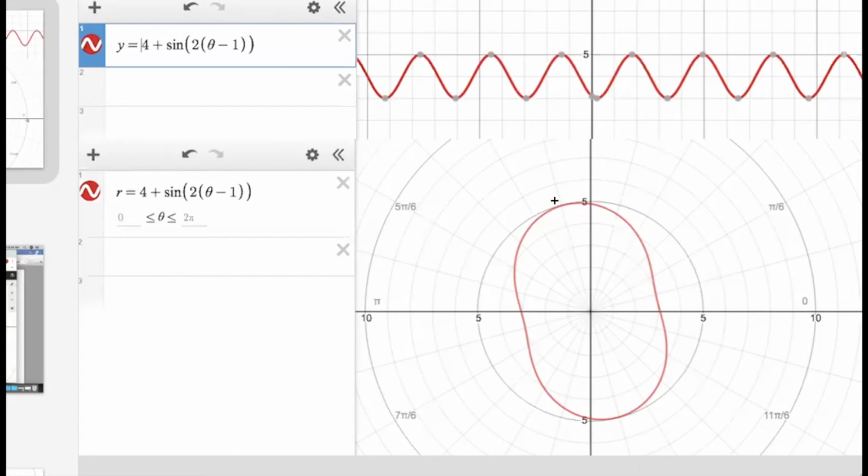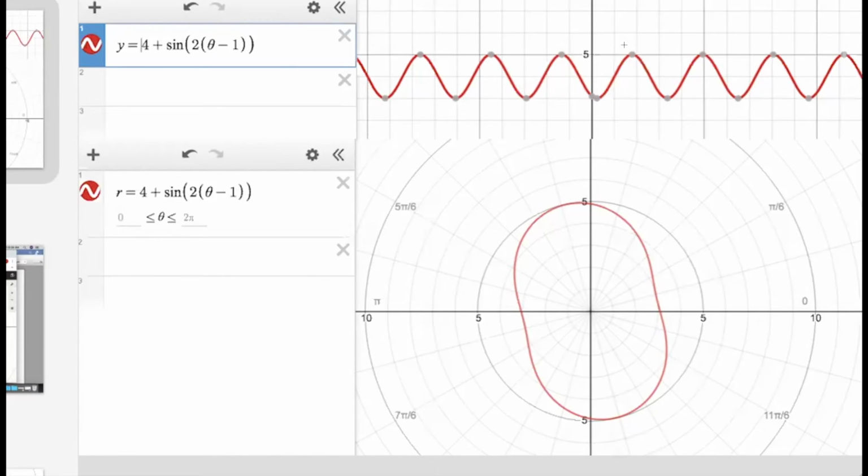And sure enough, when theta is equal to 0, it's not quite 3, but as you move along the curve, it's pretty close to 3, and it hits 3 right about here. And then it gets bigger and bigger until it hits 5 as your theta gets bigger and bigger. And that's exactly what happens here. As your theta gets bigger and bigger, it hits 5 about here.